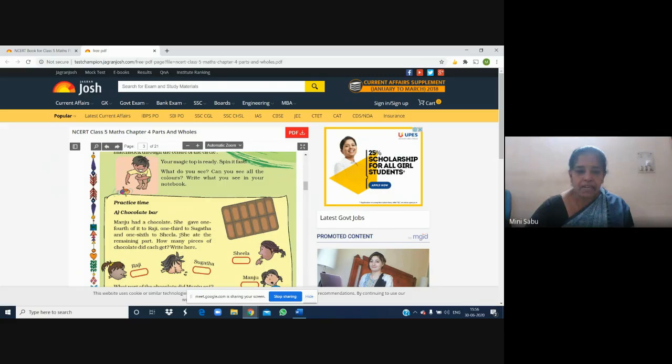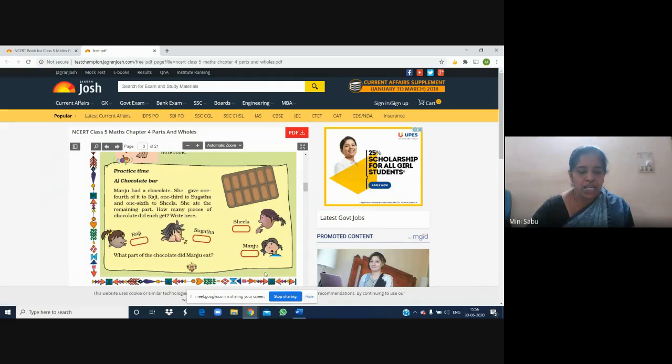Okay. Then Manju had a chocolate. She gave 1/4 of it to Raji, one of her friends. And 1/3 to Sujata, another friend. And 1/6 to Sheila. Okay, she is a very nice girl, Manju. She divided her chocolate and shared it with her friends. Manju is a good girl, no? Okay. Then, how is it given? This you have to see.